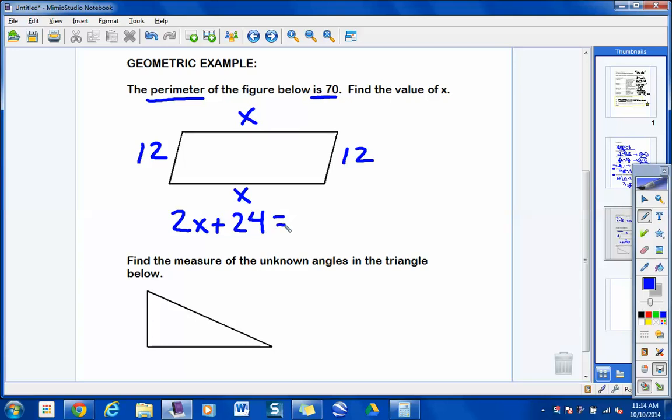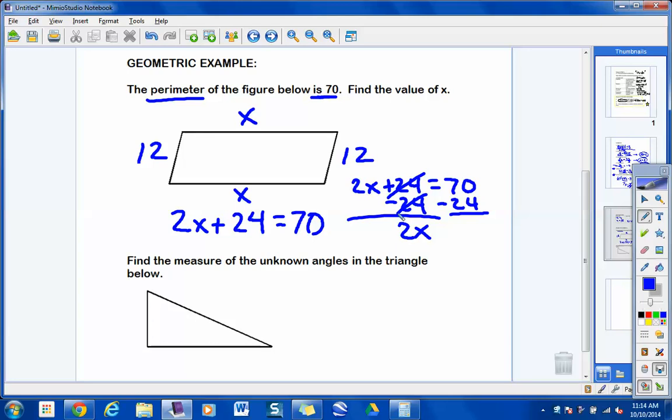All right, then they tell you right here, gang, the perimeter adds up to how much? So what am I going to set this equal to? 70. Okay? So what's your next step? Subtract what? So I've got 2x plus 24 equals 70. I have to subtract 24 from both sides. This becomes 2x on the left because the 24s cancel. What's the difference of 70 and 24? I believe it's 46, isn't it?